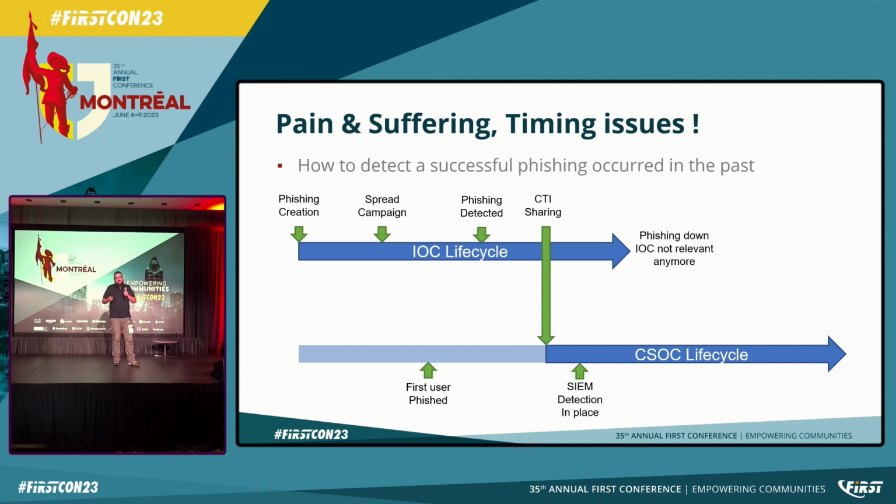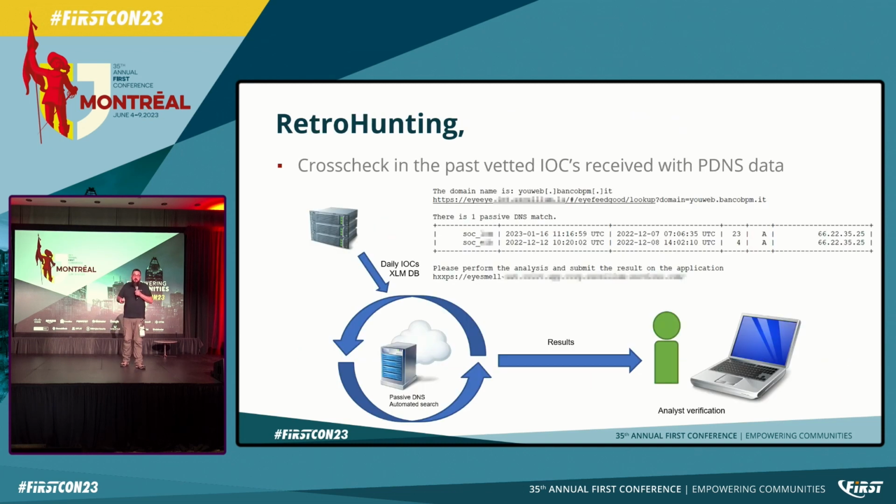We also do some retro hunting. It's quite complicated. You have a lot of IOCs coming in, and from the first day to the last, IOCs will of course disappear. That's the problem. It takes a lot of time to be detected and put in the SIEM, and sometimes you are phished in between. That's why we also do retro hunting, using the passive DNS to see if some IOCs, based on the vetted FQDNs, were passing in the past and that we detected them.